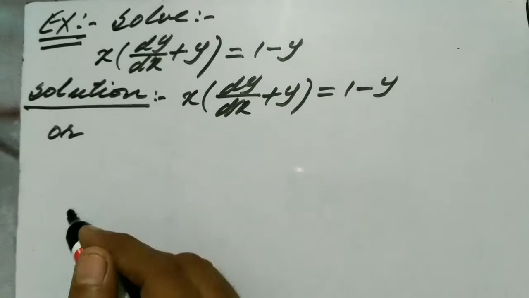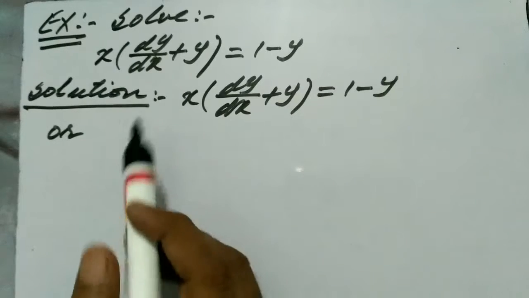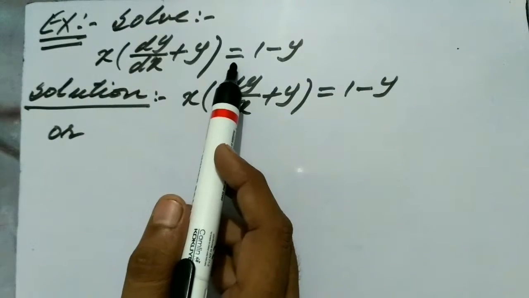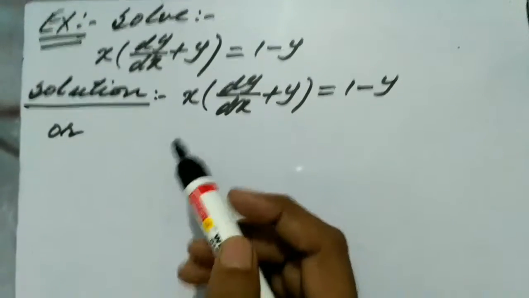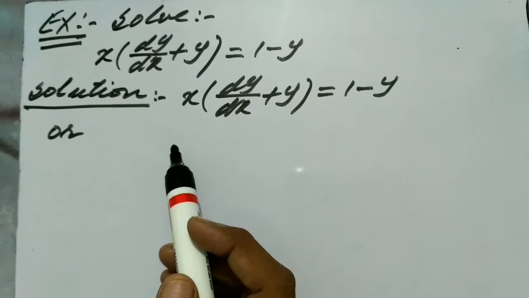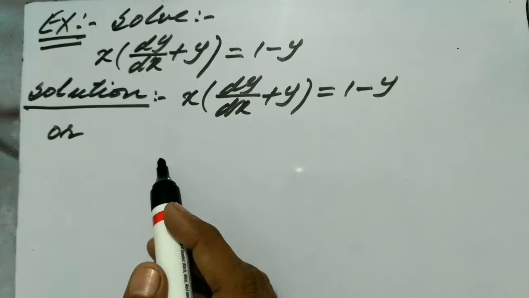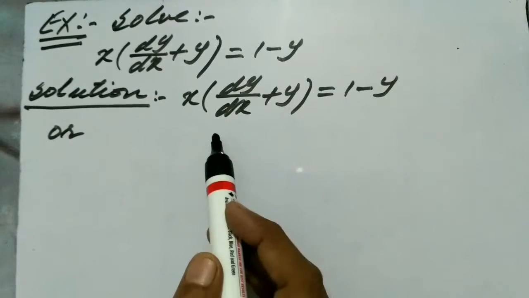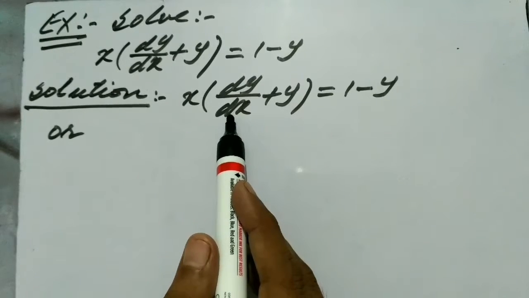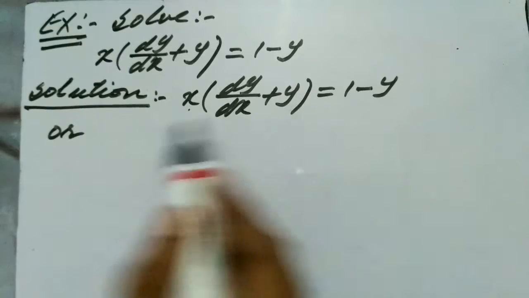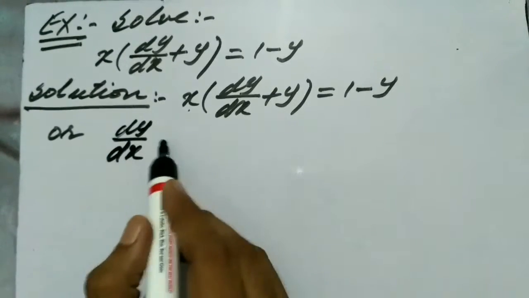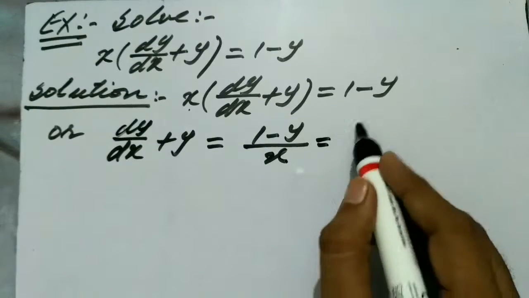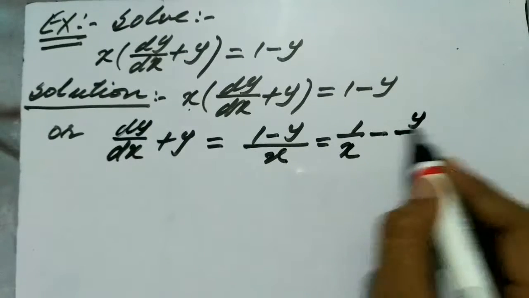Now let us take an example of a linear differential equation. For example, the sum is: solve x(dy/dx + y) = 1 - y. As we see, this linear differential equation is not given in the standard form. So in the first step we have to bring it into the standard form. For that purpose we have to transpose this x to the right hand side, because in standard form the coefficient of dy/dx must be unity. So if we transpose this x to the right hand side, we have dy/dx + y on the left hand side, and on the right hand side (1 - y)/x, which may also be written as 1/x - y/x.